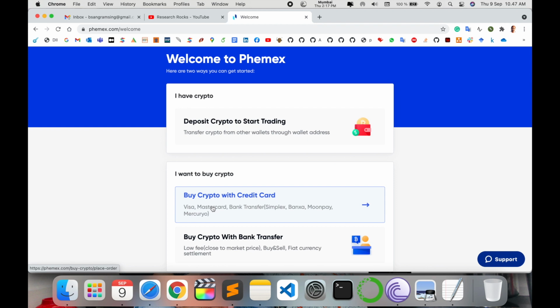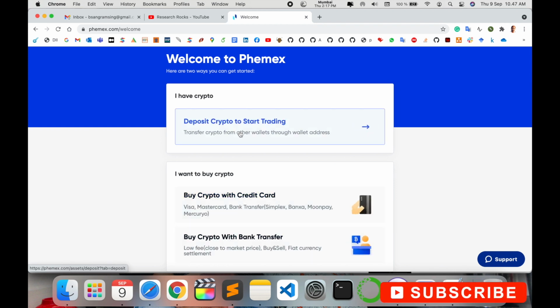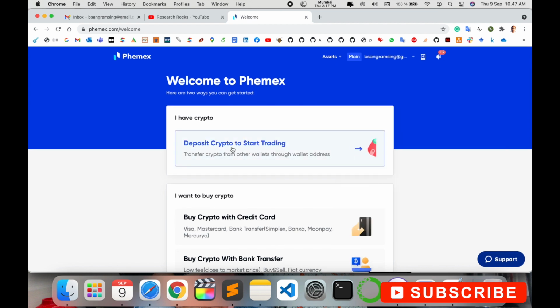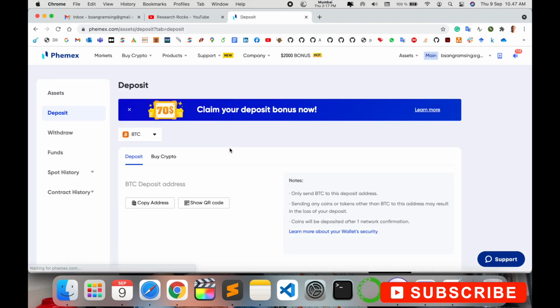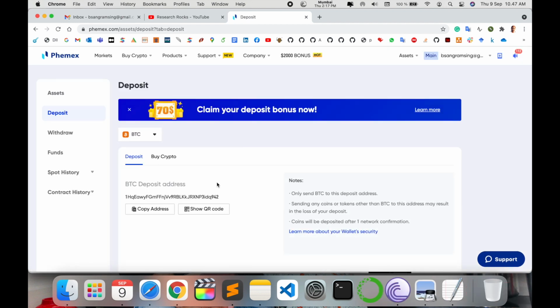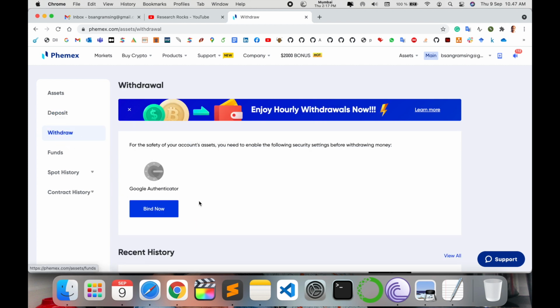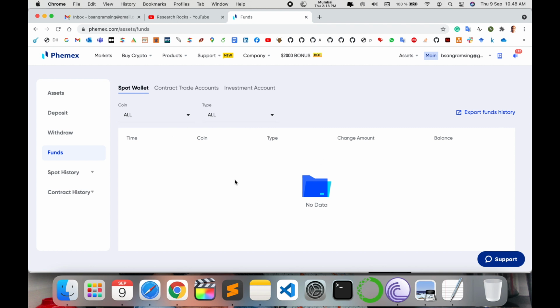Deposit cryptocurrency and start trading here. Deposit, buy cryptocurrency with credit card, buy cryptocurrency with bank transfer. Some basic information is available here. If you want to add directly via credit card, you just invest your money, or copy this address or scan this barcode and deposit your money in this particular account. Withdrawal related information is available. Here is the fund section, if you have any fund, if you credit some fund, fund related information is displayed here.